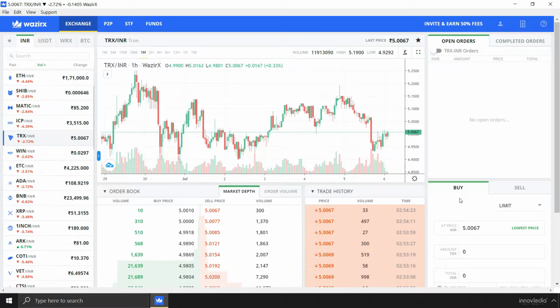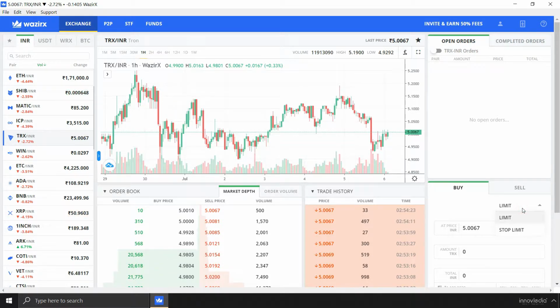Now there are two options here. Whenever you select a pair, there are two options. One is buy and another one is sell. If you haven't bought something, you cannot sell. This is what applies here on WazirX Exchange and most of the cryptocurrency exchanges. Alright. As I'm going to buy cryptocurrency now, I'm going to click on this buy tab or this buy option. Now there are also two types of orders that you can place on this exchange.